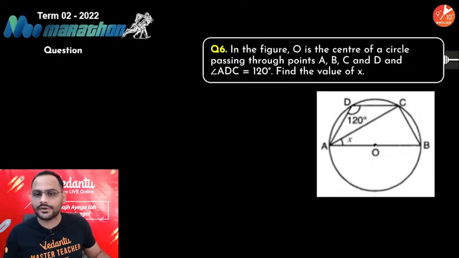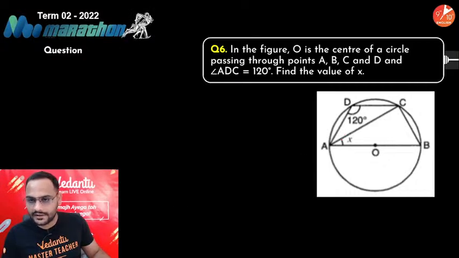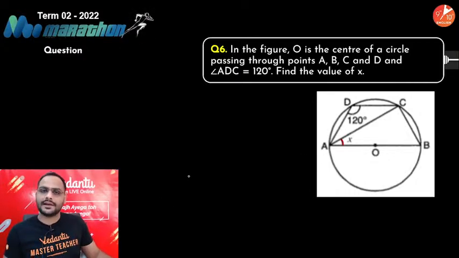Next one, in the figure, O is the center of a circle, passing through A, B, C, D. Angle ADC is given as 120 degree. Find the value of X. Now guys, see carefully. This is the angle X.